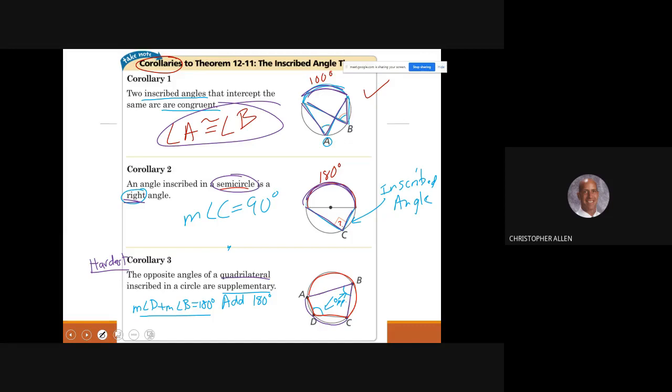You know what? One final thing here. Let's see if you can get this one last piece. Anybody want to take a guess? And you can totally guess on this. What's the measure of angle A and the measure of angle C?